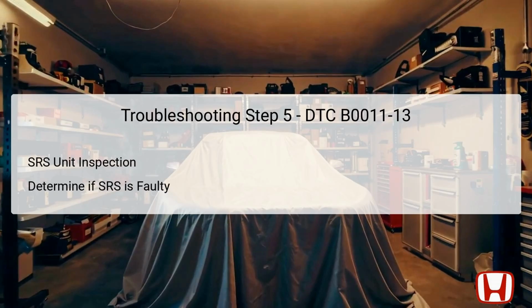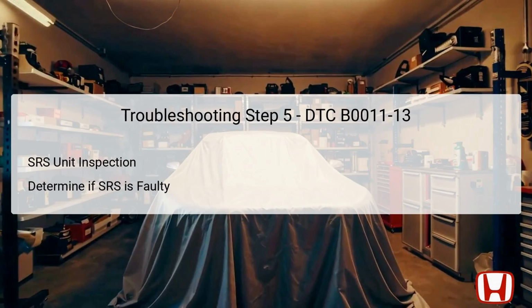The final troubleshooting step focuses on inspecting the SRS unit itself. If all preceding inspections have cleared the related components, but the issue persists, the SRS unit is likely at fault. Evaluating the SRS involves checking its internal functionality and connections to ensure that it properly monitors the airbag system. In an automotive environment, the SRS unit is responsible for deploying airbags under correct conditions, and any failure here can lead to severe safety risks.